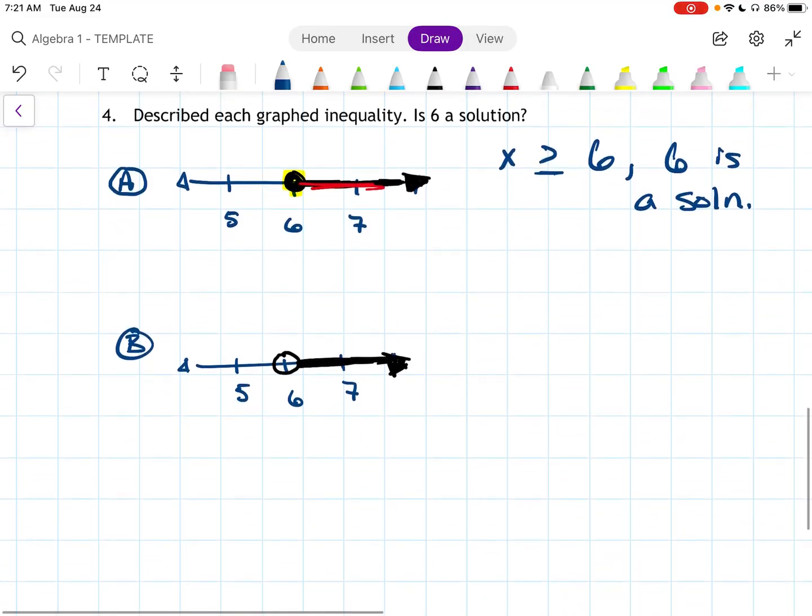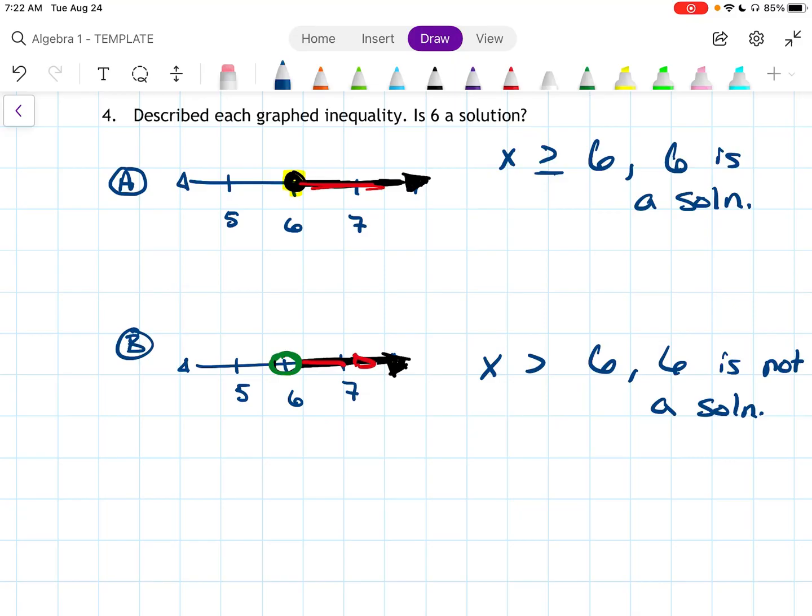Part B. We're going to have an x, and we're going to have a 6. Again, in part B, it faces to the right. So x is bigger than, so x is greater than. But this time, we look at our circle, it's an open circle. So it's not going to have the or equal to. So in this one, 6 is not a solution.